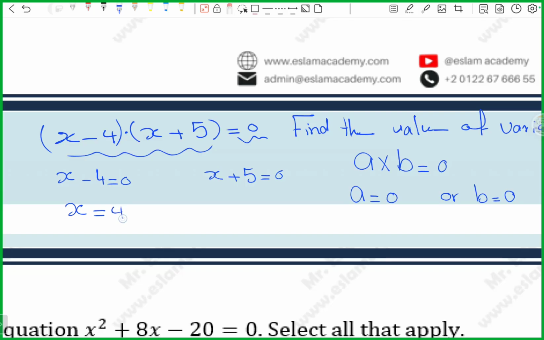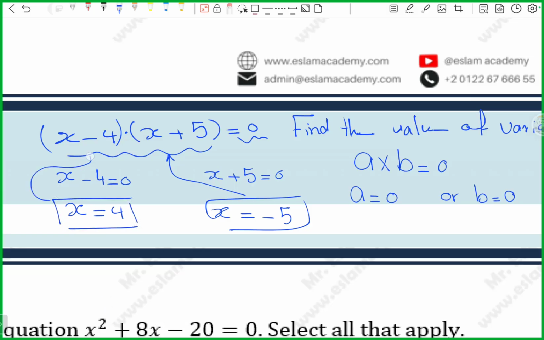4 and x here is equals? And negative 5. You said that x is equal to negative 5, but inside the bracket, it was plus. You said that x is equals 4, and inside the bracket, it was minus. Anything inside the bracket, we write it with the opposite operation.